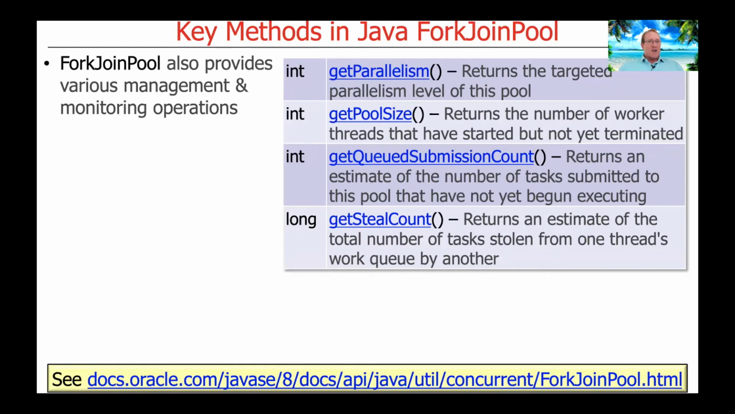There's also a bunch of other convenience methods that will provide management capabilities and monitor various things. So you can see here, you can get the target parallelism level of a given pool by calling get parallelism. You can get the size of the pool. You can get the number of tasks that have been submitted that have not yet started to run. You can find out how many steals occur with work stealing. We're going to use this method later to see the difference between different algorithms that use fork join pool in different ways.